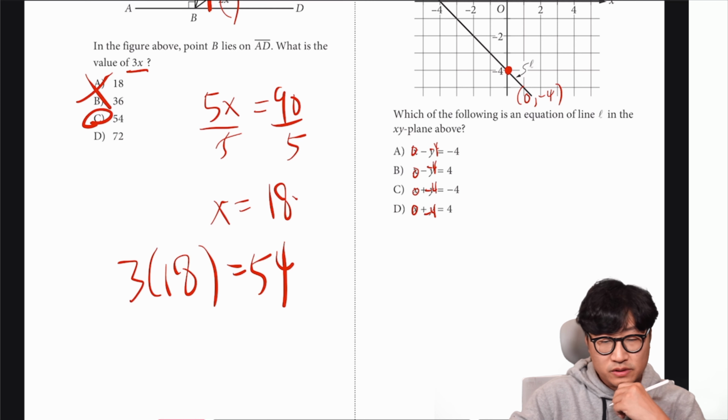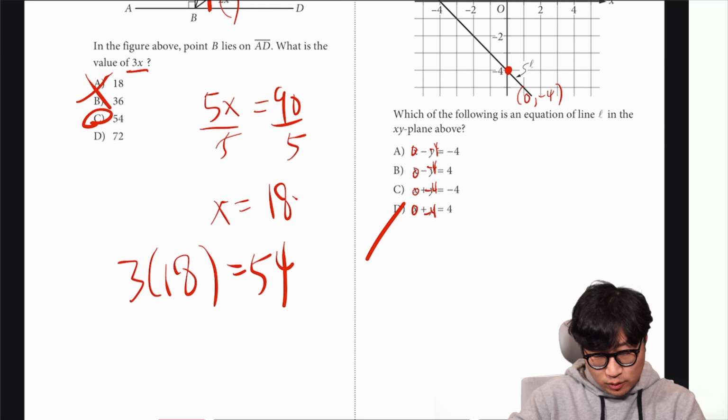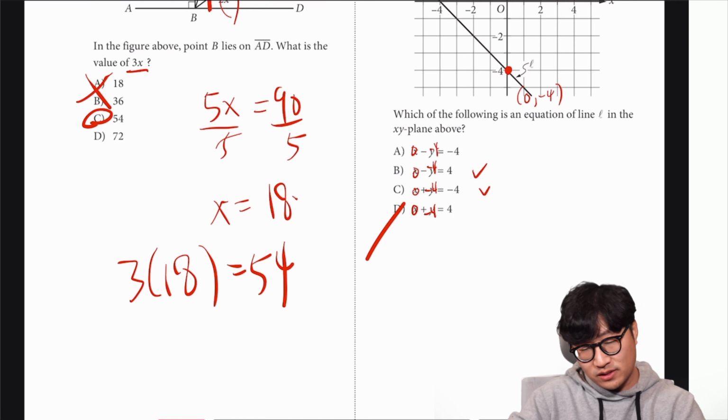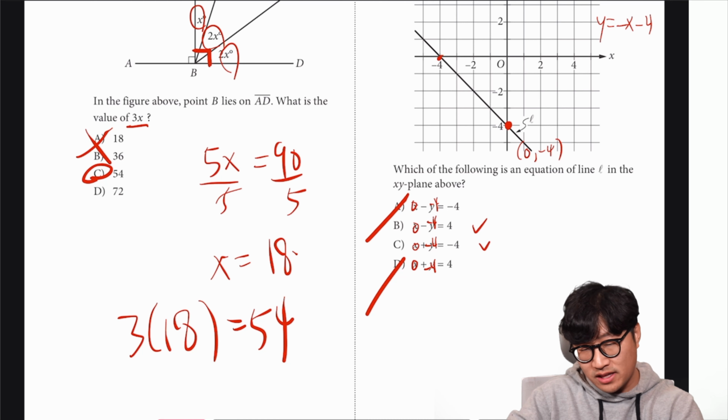Look at D, 0 plus negative 4, that's not 4. C, 0 plus negative 4, that is negative 4. B, 0 minus negative 4, that is 4. A, 0 minus negative 4 is not negative 4. So, which one? Well, try the other one.